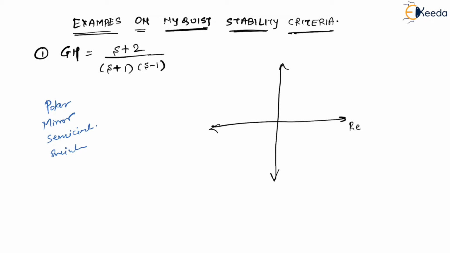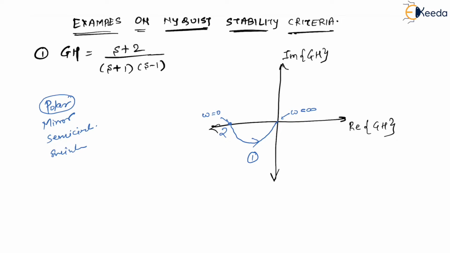This is going to be the real axis of the GH plane, and this is going to be the imaginary axis of the GH plane. Now the plot for this will be somehow like this. We have seen the same example earlier as well, and the polar plot is something like this. It will start at 2 and it will end at 0. This is the polar plot, step 1. This becomes your omega equal to 0, and this becomes your omega equal to infinity.